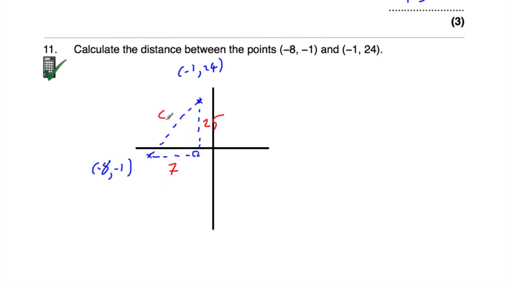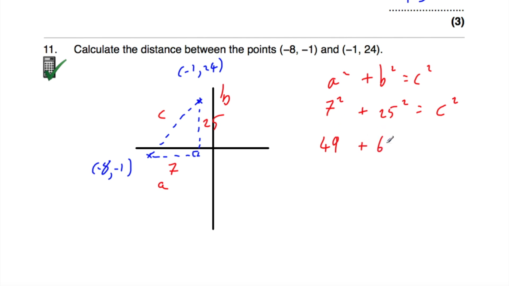Now let's label the sides. C is the hypotenuse, the longer side, and A and B are the 2 shorter sides. And A squared plus B squared equals C squared. A squared, that's going to be 7 squared, plus B squared, that's going to be 25 squared, is equal to C squared. And then 7 squared is 49, because 7 times 7 is 49, plus 25 squared is 625, and that equals C squared. And then if we add these two together, 49 plus 625 is equal to 674, and that equals C squared. So if we want to work out the length of this side, we just need to work out the square root of 674.